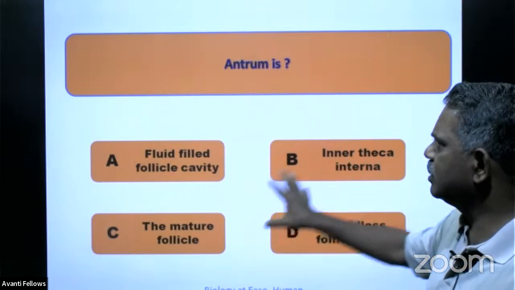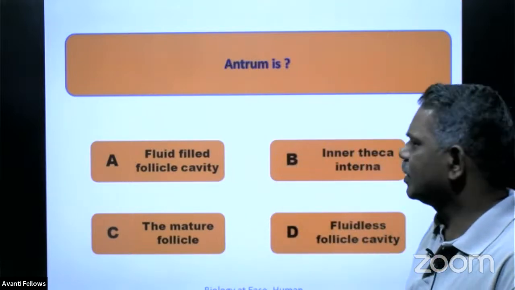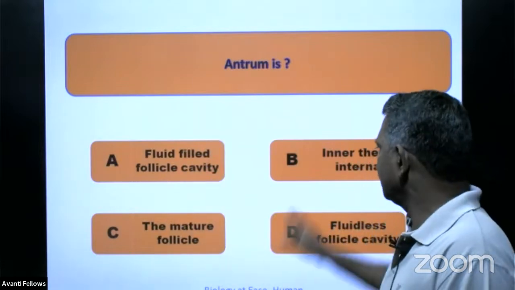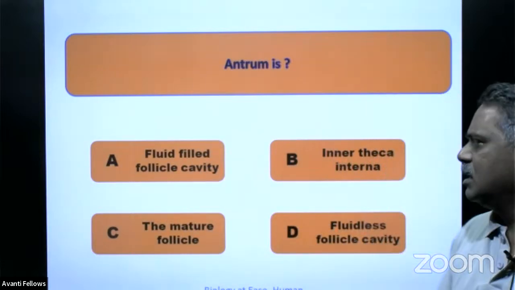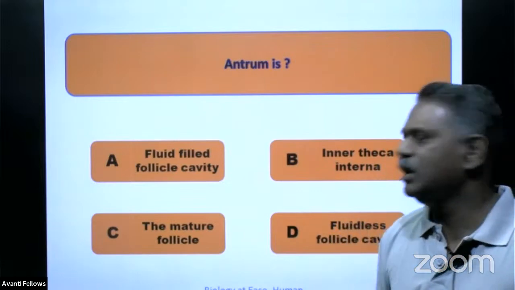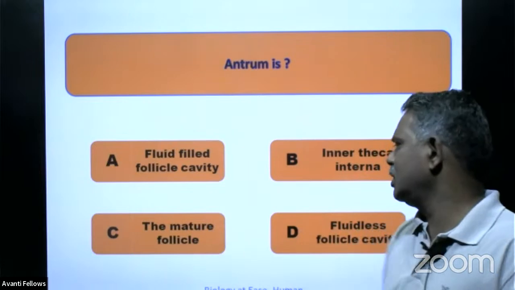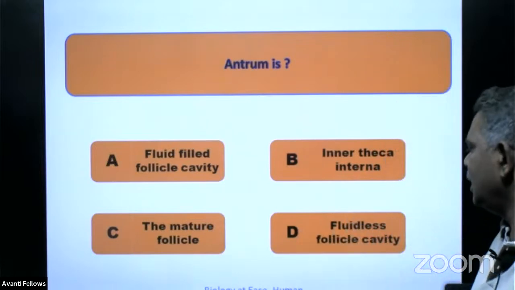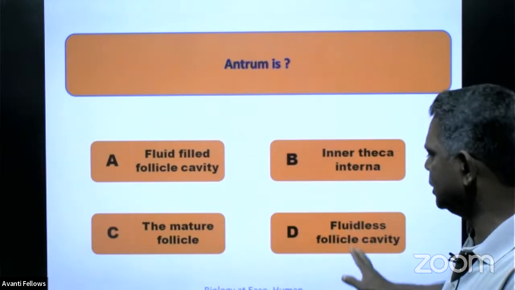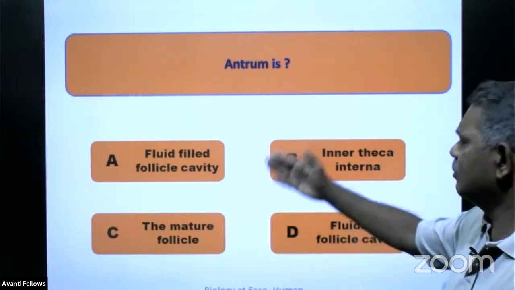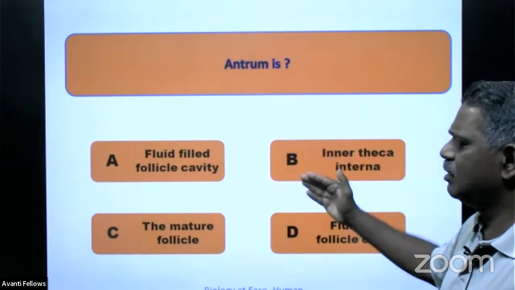There are 4 options given here. Antrum, a fluid-filled follicle cavity, option A. Then inner theca interna, option B. Then the matured follicle, option C. And fluidless follicle cavity, option D. Find out the correct answer, whether it is A, B, C, or D. Right. Option D.